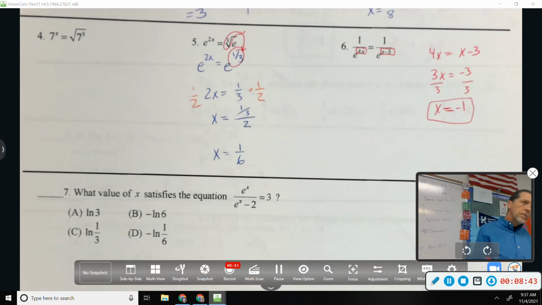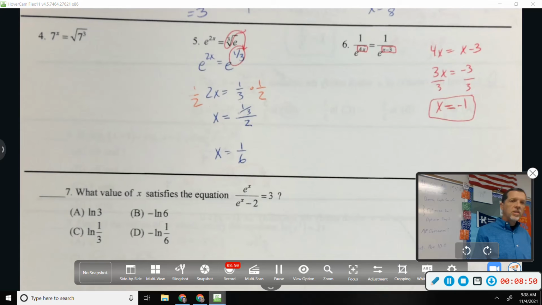He's talking about worksheet 5. This is worksheet 5, number 6. We do 4. Let's do 4. On this worksheet?